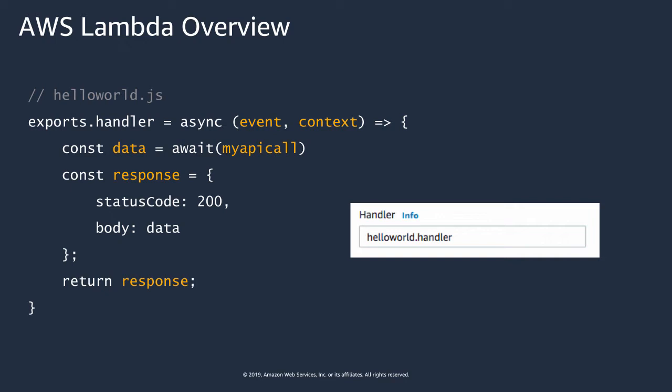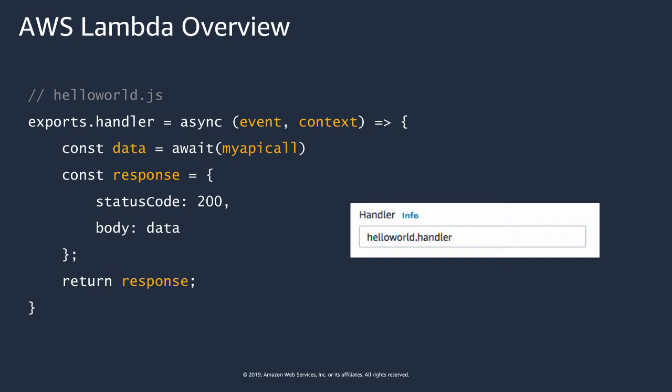The event has all of the information passed into the function. So if this was an S3 upload, this might have the image URL and other metadata about the image. If we're sending a post request to this Lambda function from an HTTP endpoint, this event would hold the event body, the headers, all of that stuff.